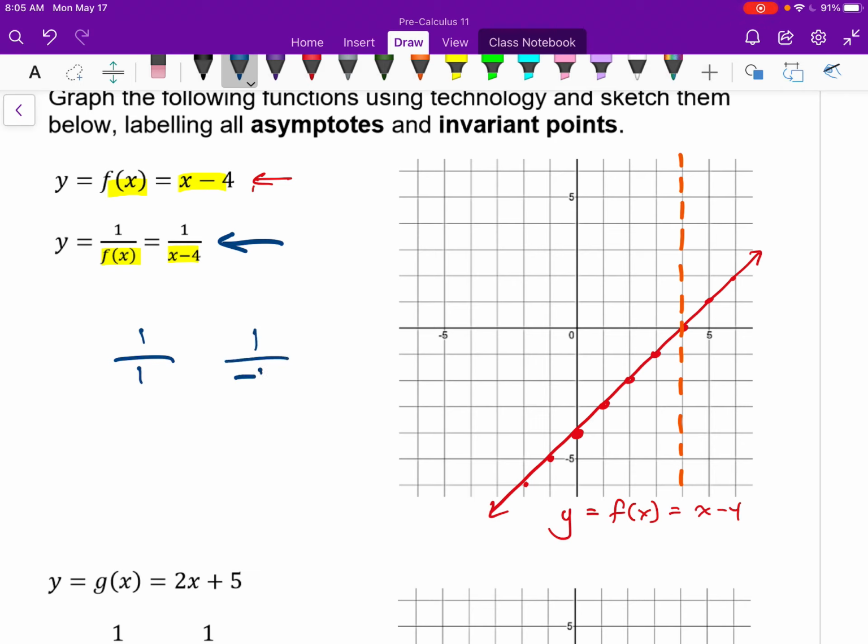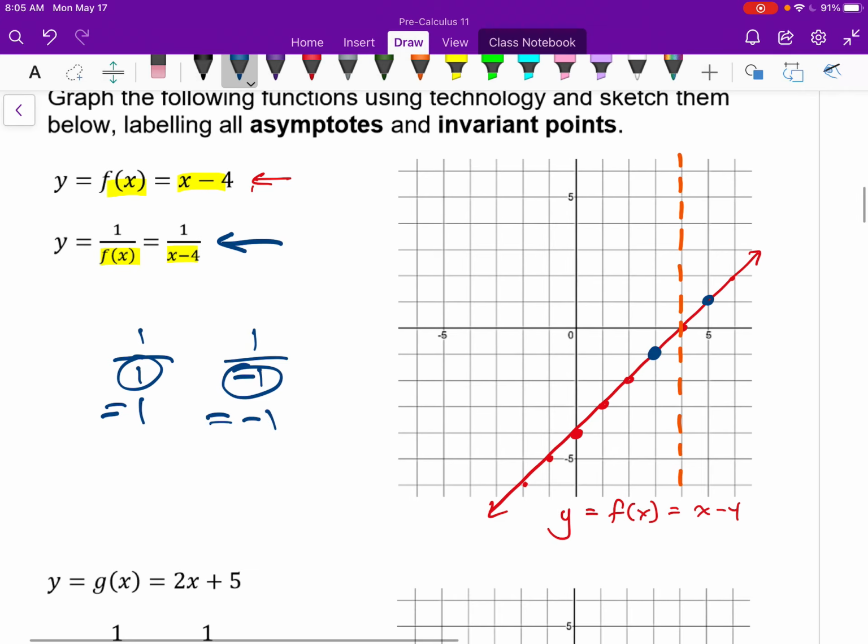And when you're going 1 divided by something, that only happens when you're dividing by 1 or dividing by negative 1. If you're starting with a number 1 and you go 1 divided by 1, you still end up with 1. If you're starting with negative 1 and you go 1 divided by negative 1, you still get negative 1. And so anytime my graph of f of x has an output, a y value that is either 1 or negative 1, the graph of 1 over f of x is going to go through that exact same point. And so right here and right here, I know my graph of 1 over f of x will go through those exact same points. We call those invariant points.